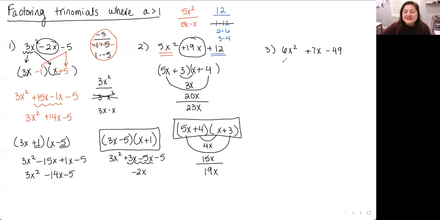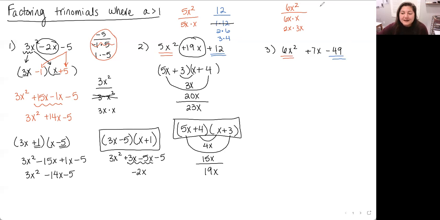Okay, let's take a look at this next one. So up until now, our A was a prime number. 3 is prime, 5 is prime, but 6 is not prime. So when we take a look at 6x squared, we have options, right? We have 6x times x, and we also have 2x times 3x, okay, for this particular 6x squared.